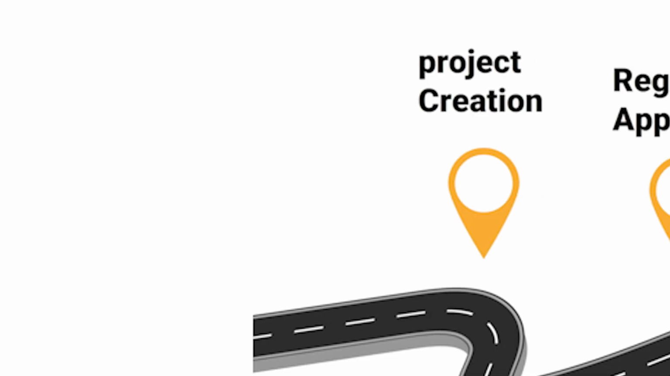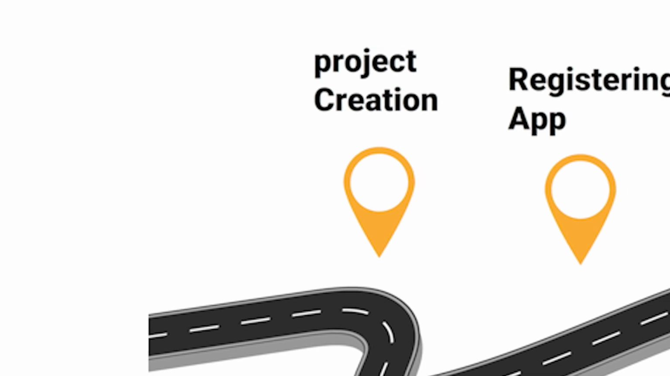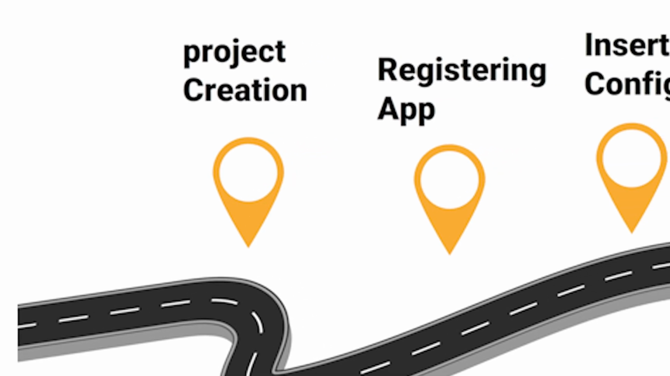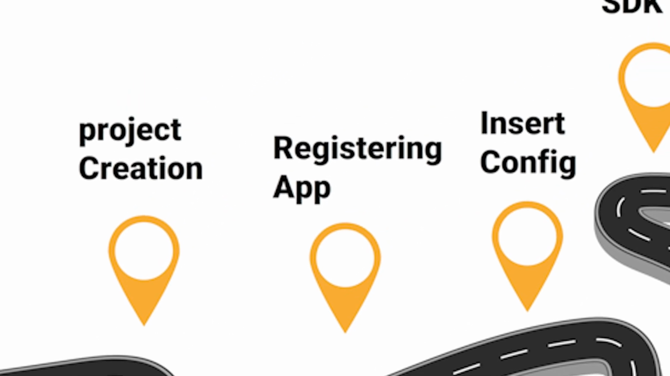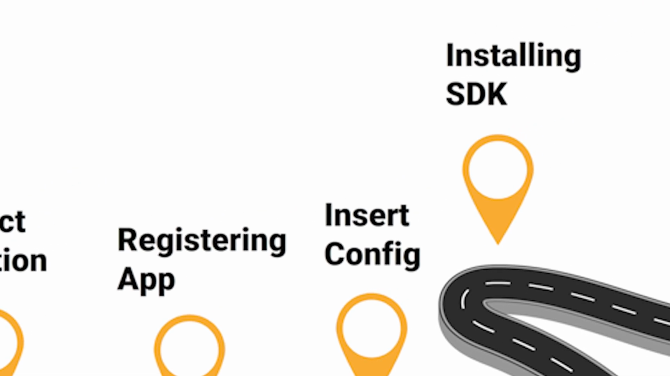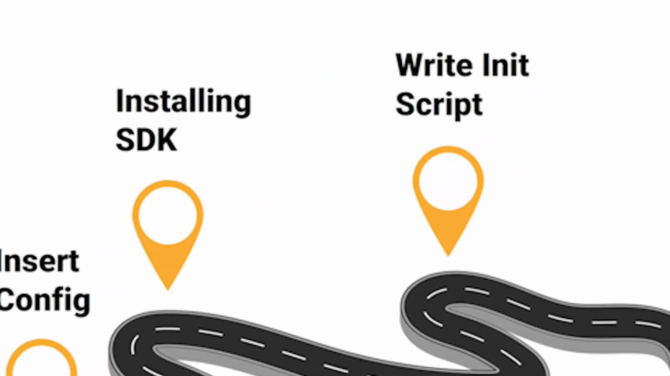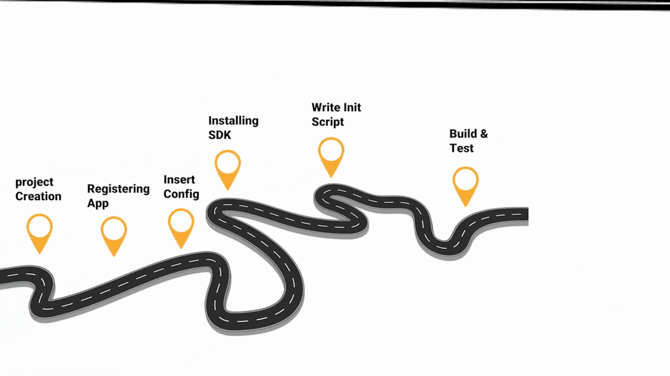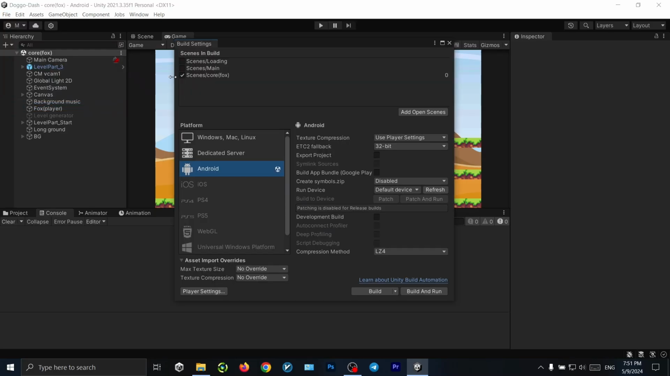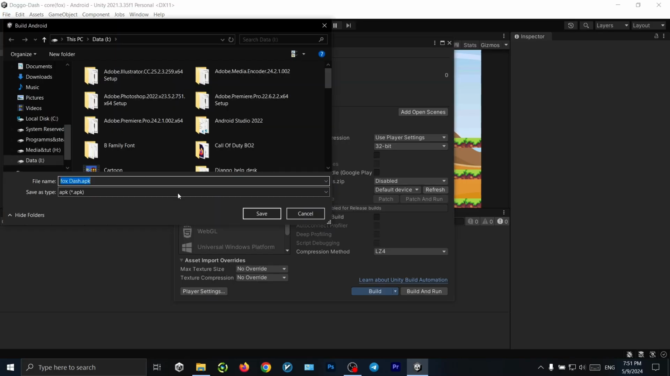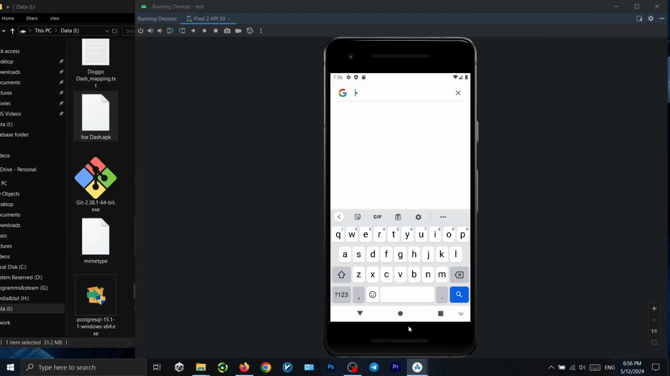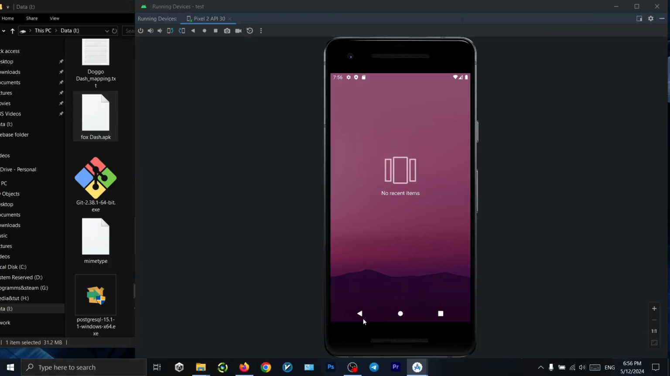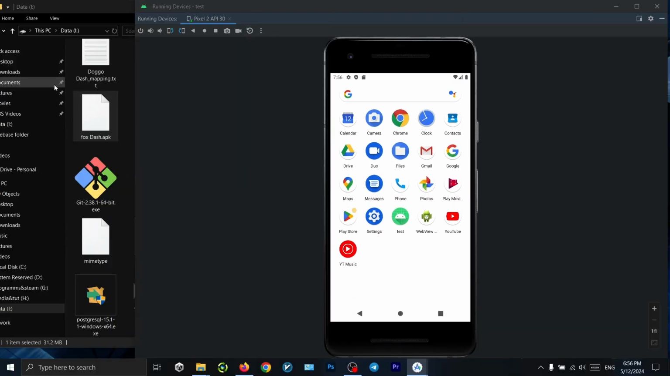At first we create a project, then we register the app, insert JSON and plist files, install the SDK, write the init script, and now we can build our program for Android or iOS or both. So in build setting, I build the app. Once the build is successful, I install the app on an emulator to test Firebase Analytics.